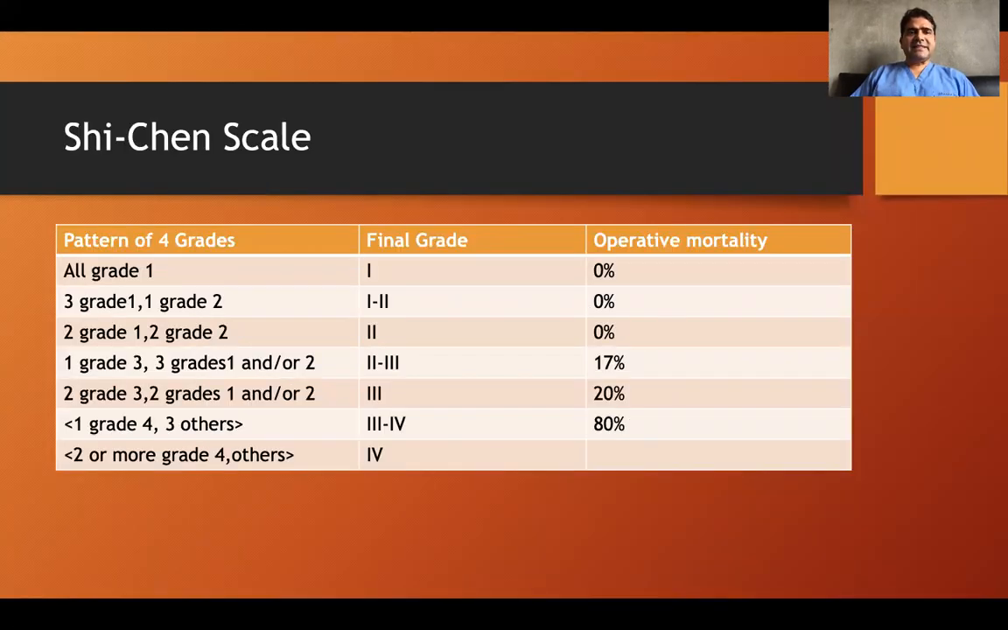So based on this Shi-Chen scale, finally they had grades: grade 1, between 1 to 2, and then 2, 2 to 3, 3, 3 to 4, and 5, altogether 5. So based on this grading system, they concluded that grade 1 and grade 2 have 0% mortality, while grade 2 to 3 has a chance of mortality 70%, grade 3 20%, grade 3 and 4 80%, grade 4, which is usually inoperable, has mortality not defined. This is so high.